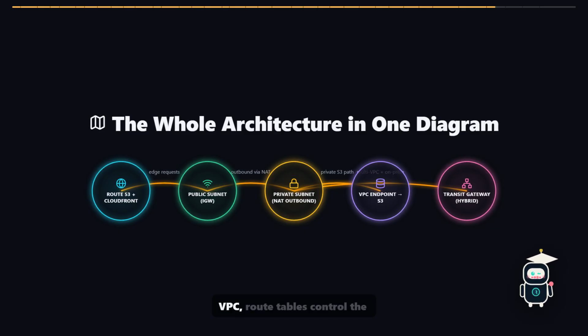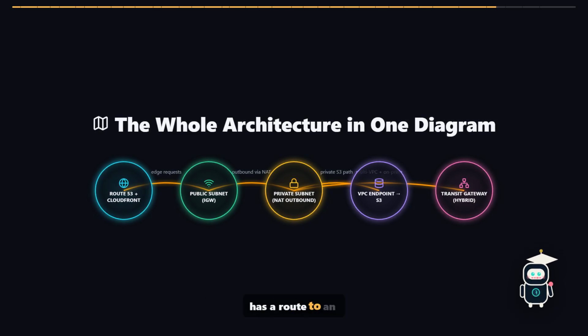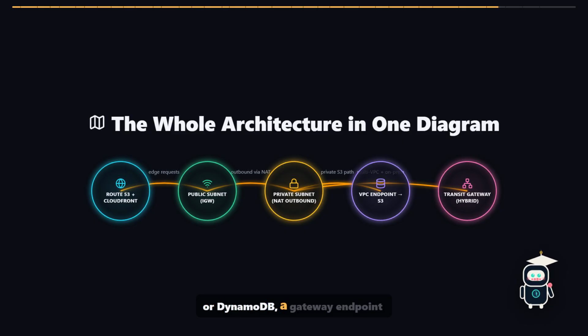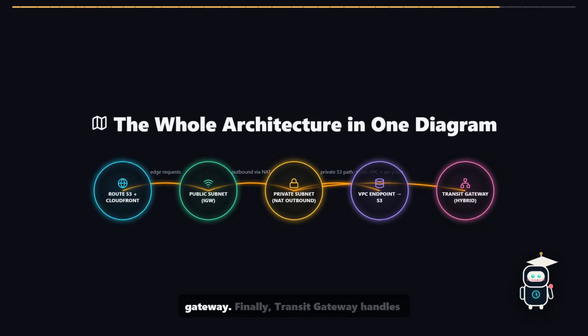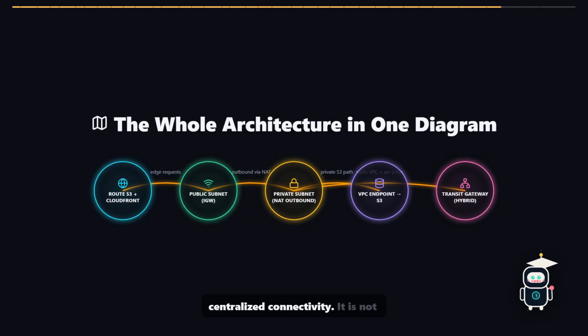Inside a VPC, route tables control the network paths. A public subnet has a route to an internet gateway. A private subnet can use a public NAT gateway for IPv4 internet egress. For private access to S3 or DynamoDB, a gateway endpoint can send that service's traffic without NAT or an internet gateway. Finally, Transit Gateway handles the hub when multiple VPCs or an on-premises network need centralized connectivity.